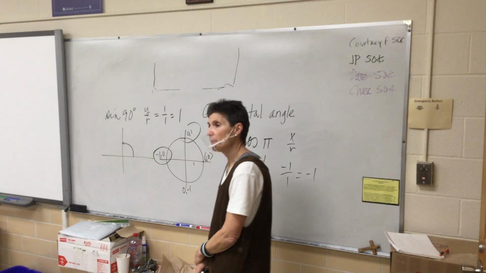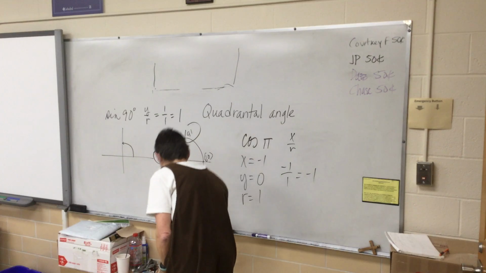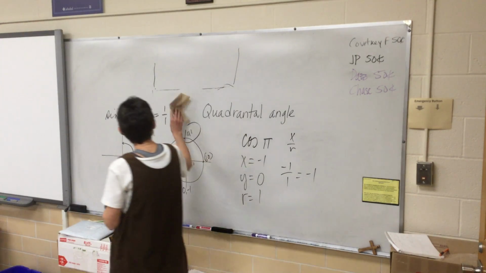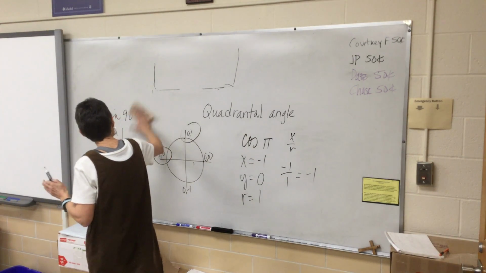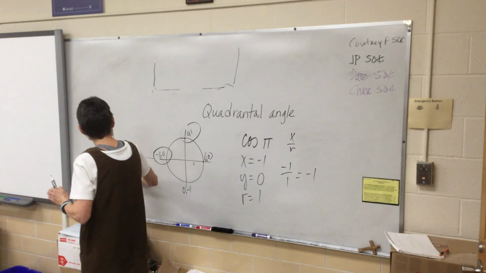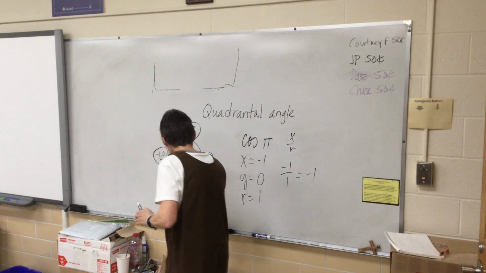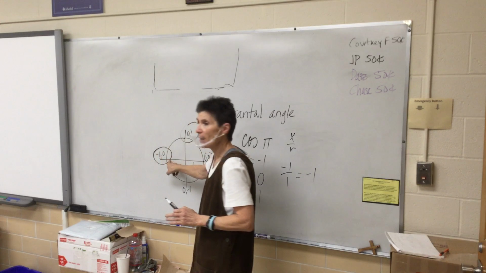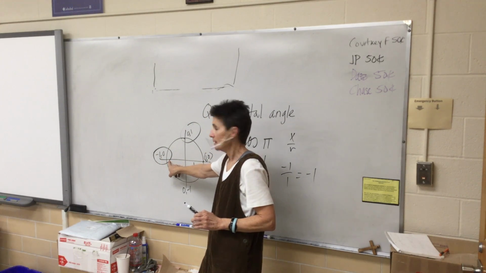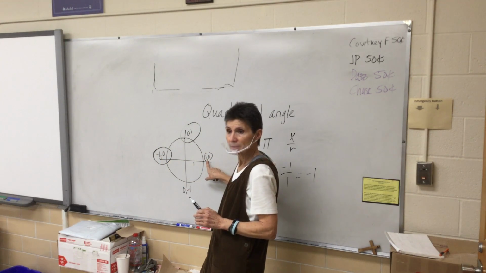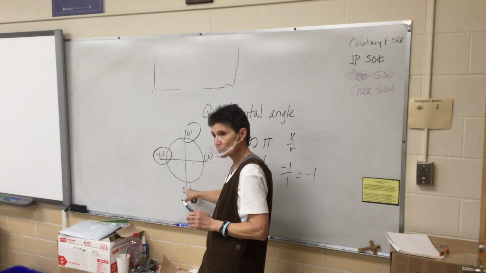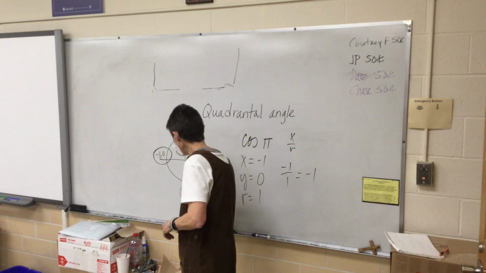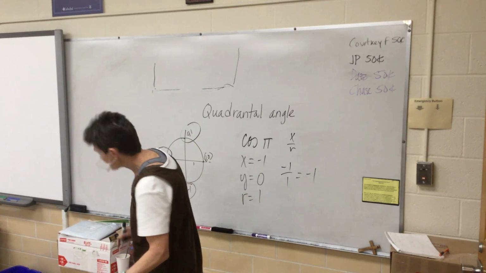Tangent 3 pi over 2. Can you tell me, without changing that into degrees, where 3 pi over 2 is? Remember, this is pi, right? And this is 2 pi. So isn't 3 halves right here, right in the middle? So this is where I'm looking, and I want the tangent.